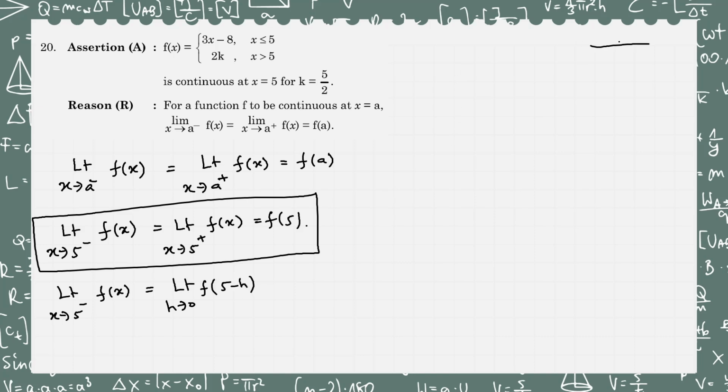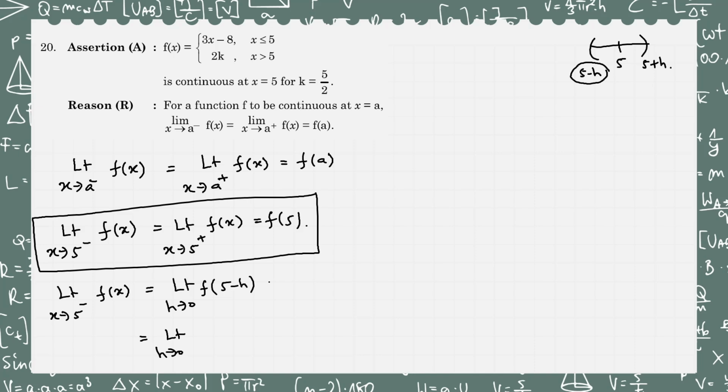How? Because when we take 5, its neighborhood we have to consider, which is 5 minus h comma 5 plus h, and when we find the left limit we have to take the left extreme's limit as h tends to 0. Because when h becomes 0, 5 minus h will merge with 5. So that's why we can do this way. So this is equal to the limit as h tends to 0 of f of 5 minus h.